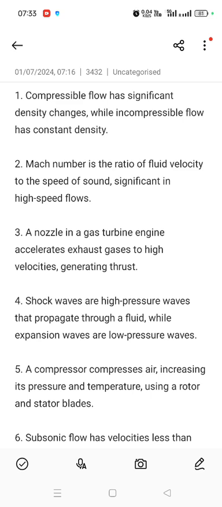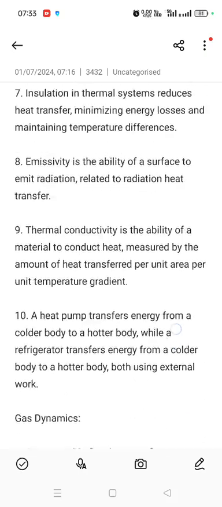We have also discussed in the previous video its formula, that is, Mach number is equal to the ratio of velocity of fluid to speed of sound. Now let us move on to the next question.